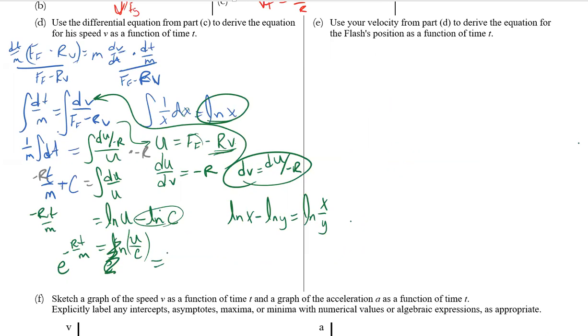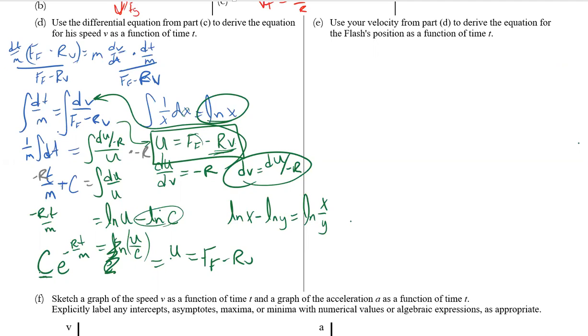So now I get that this is equal to u over c. And I can multiply both sides by c then and say u equals c times e to that power. Two more steps to go. What I'm going to do then is resubstitute my u value back in, which was up here. So this will be Ff minus Rv. And then the last step is to decide what that constant value is.